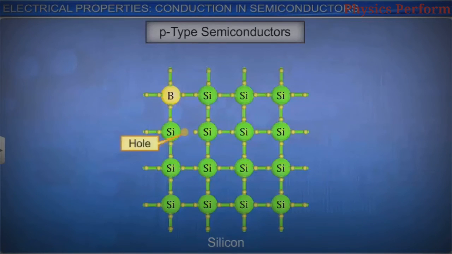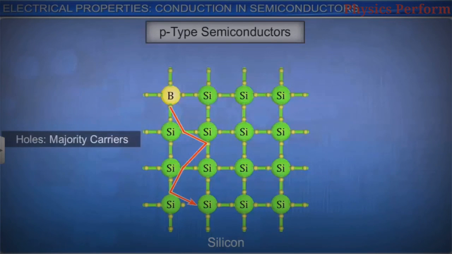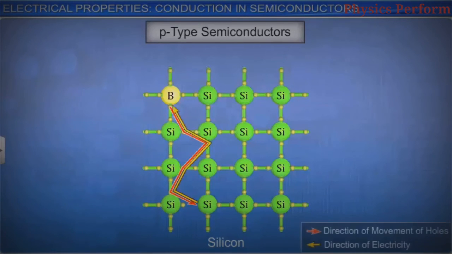This shift in electrons from the neighboring site to the hole continues. It is important to note that holes are the majority carriers, while electrons are the minority carriers in P-type semiconductors. Also, the direction of conduction of electricity is opposite to the movement of holes in P-type semiconductors.